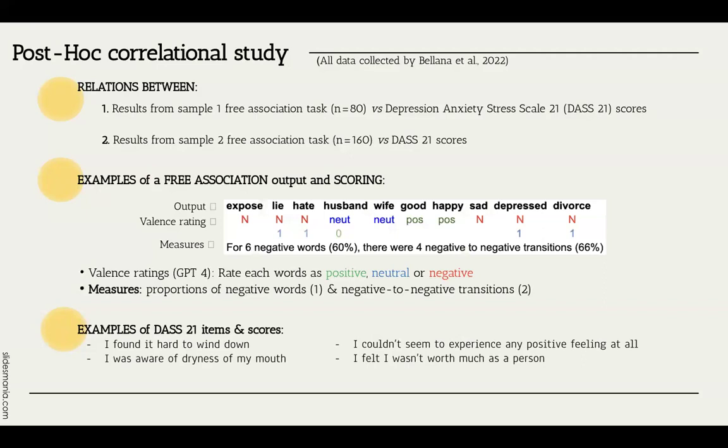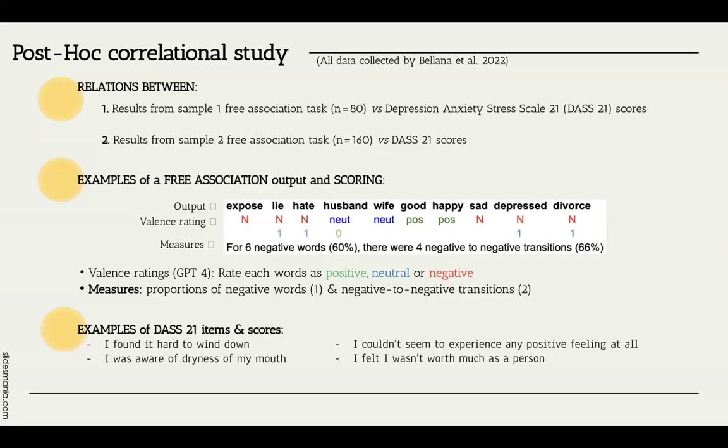To look at these hypotheses, here's an example. You can see an example of a free association chain going from exposed to divorce, and I'll be looking at valence ratings. Valence is the sentiment of a word, whether a word is considered to have a positive, neutral, or negative sentiment. To do so, I'll use ChatGPT because it has been proven to be a really good and reliable measure of valence. For example, ChatGPT said that the word expose has a negative valence, but the word husband is neutral and the word happy is positive. To look at the proportion of negative words, I'll count all the negative words and look at their proportion in one free association chain.